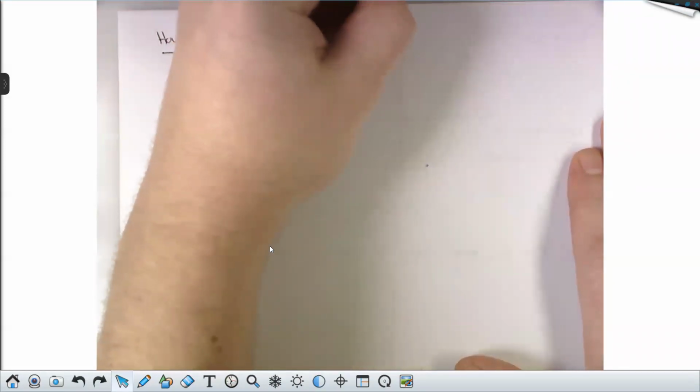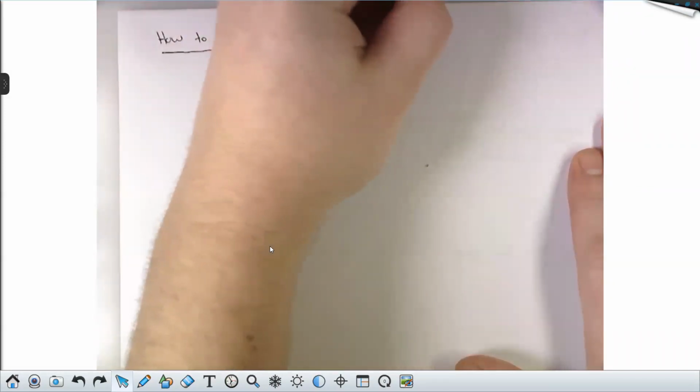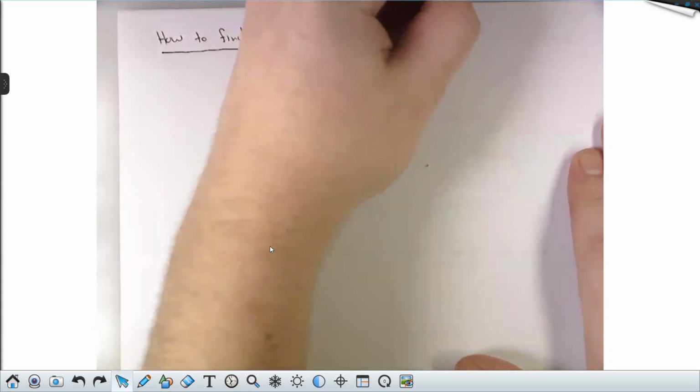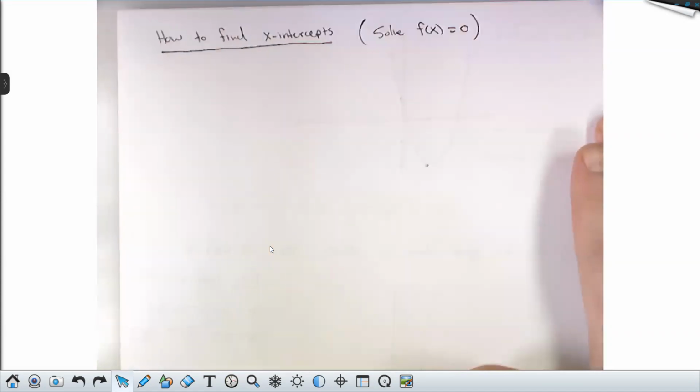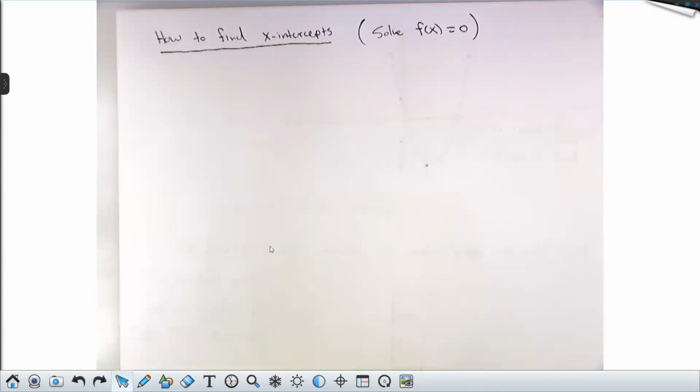Generally, what we're trying to do here is we want to solve the equation f of x equals 0. You're trying to find where the y values are 0. That's what an x-intercept is.